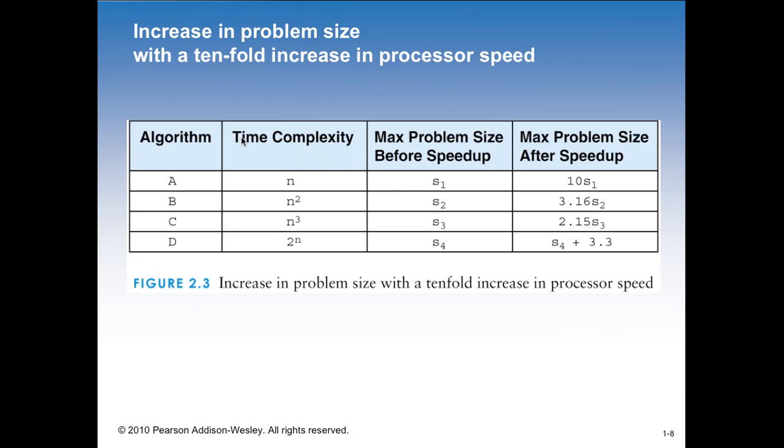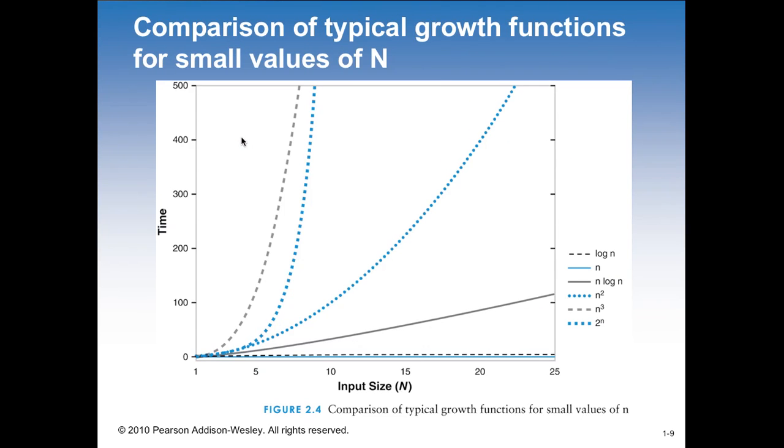So here we have an increase in the problem size with a tenfold increase in processor speed. You can see things can get out of control quite quickly once the problem space gets bigger. Here's a really good example: a comparison of the typical growth function for small values and how it can change as the values get bigger. Which basically means the larger and more complex the issue, in terms of the sorting and the subsorting going on, the more time it's going to take.